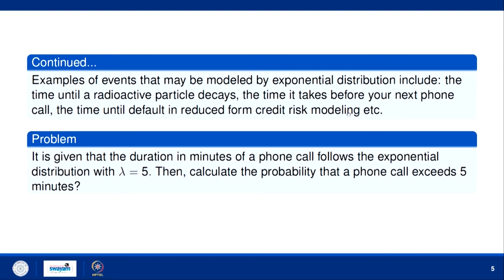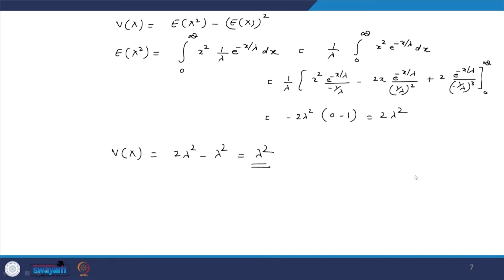Now, we have one problem based on the exponential distribution. It is given that the duration in minutes of a phone call follows the exponential distribution with lambda equal to 5, and we have to calculate the probability that a phone call exceeds 5 minutes. It is a very simple problem. Here lambda is 5, and we have to take the probability for x greater than or equal to 5, that means the integral from 5 to infinity.